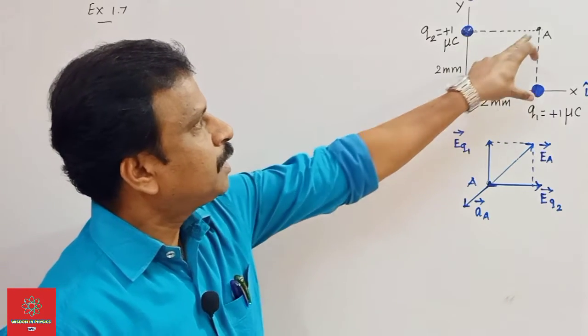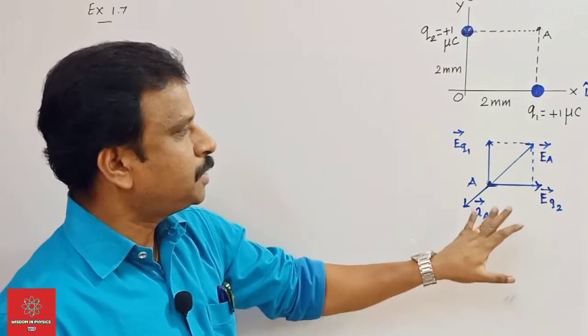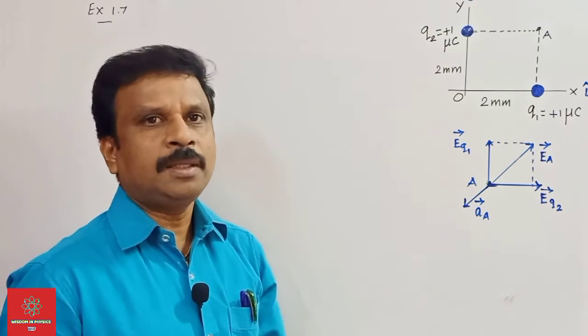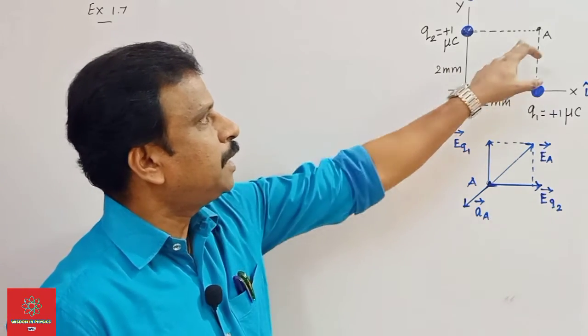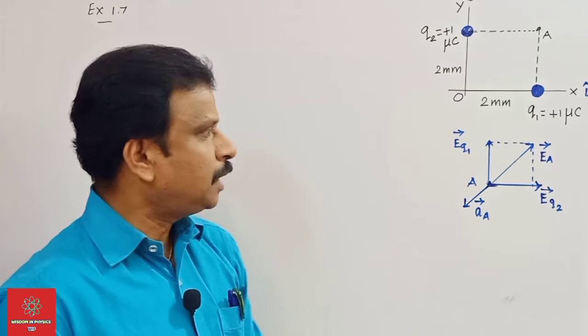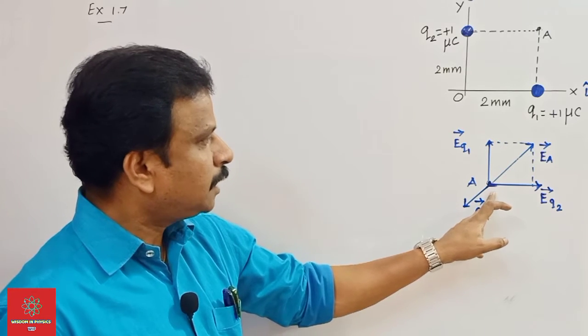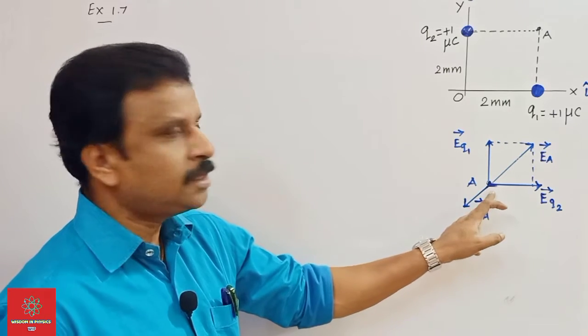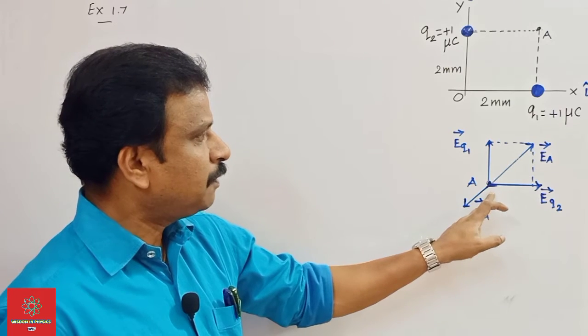After drawing this, we have to fix it at A. But I have projected it, it is not necessary to draw the entire diagram. So what will happen at the point A, here we have noted. This is the origin. So the origin is here. This point is A. Here we have two electric fields.